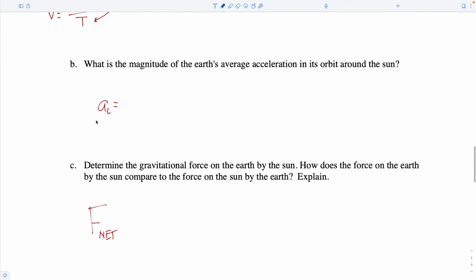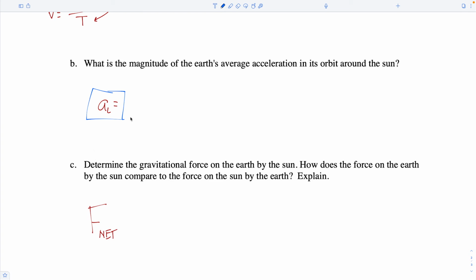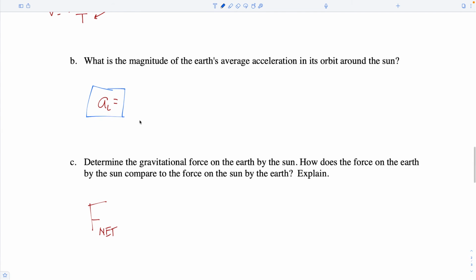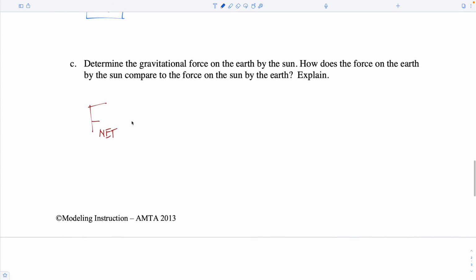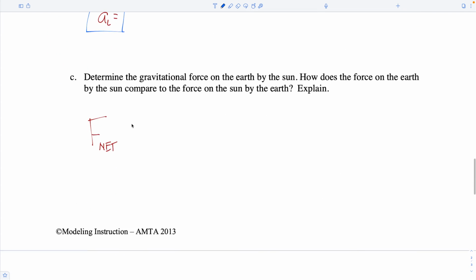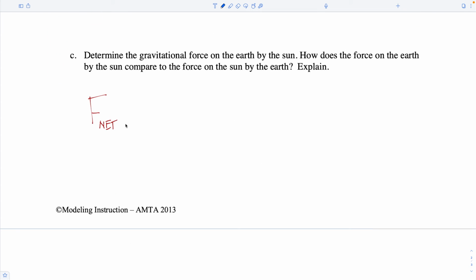Okay, 5b. What is the magnitude of Earth's average acceleration in its orbit around the sun? All right, you're finding centripetal acceleration in this case. There's an equation for that. Just use that. 5c. Determine the gravitational force on the Earth by the sun.